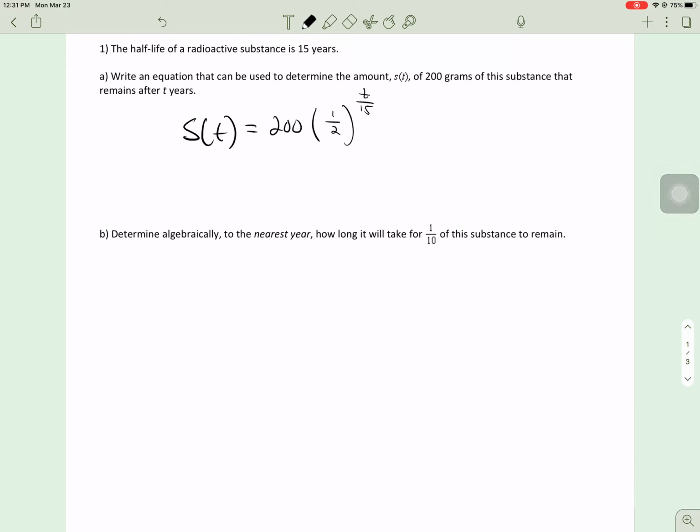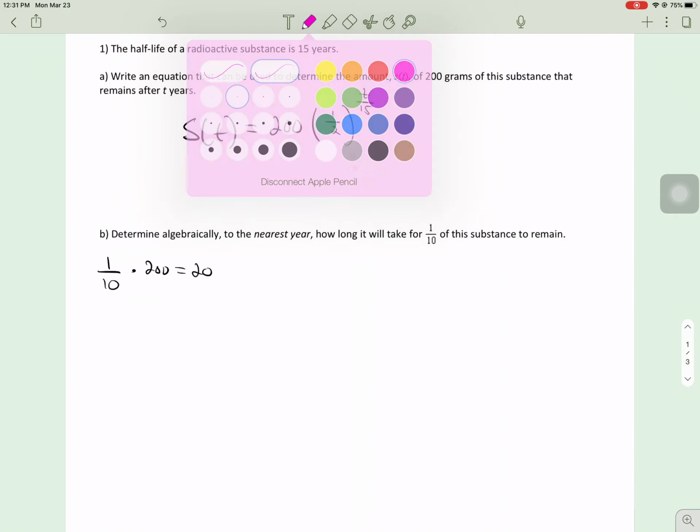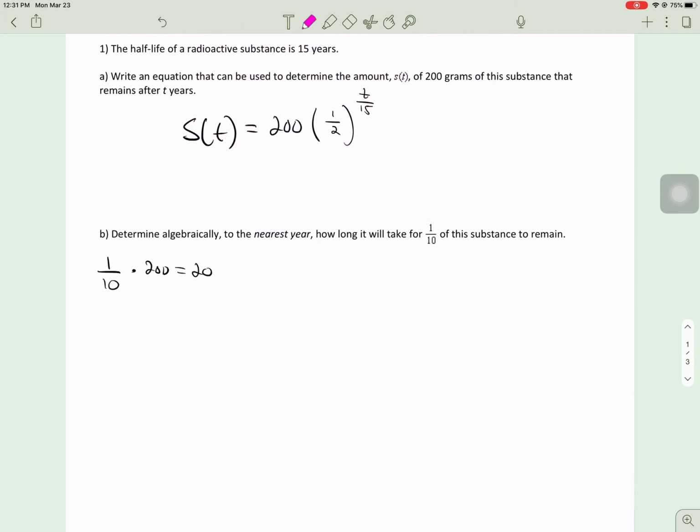substance to remain. Well, 1/10 of the substance, what is 1/10 of 200? It comes out to 20. So it's saying how long will it take for 20 grams to remain? So 20 equals 200 times 1/2 to the t over 15. Anytime we have a variable as an exponent, you want to isolate it and then switch to a log. So let's divide by 200. 20 divided by 200 is 0.1 equals 1/2 to the t over 15.